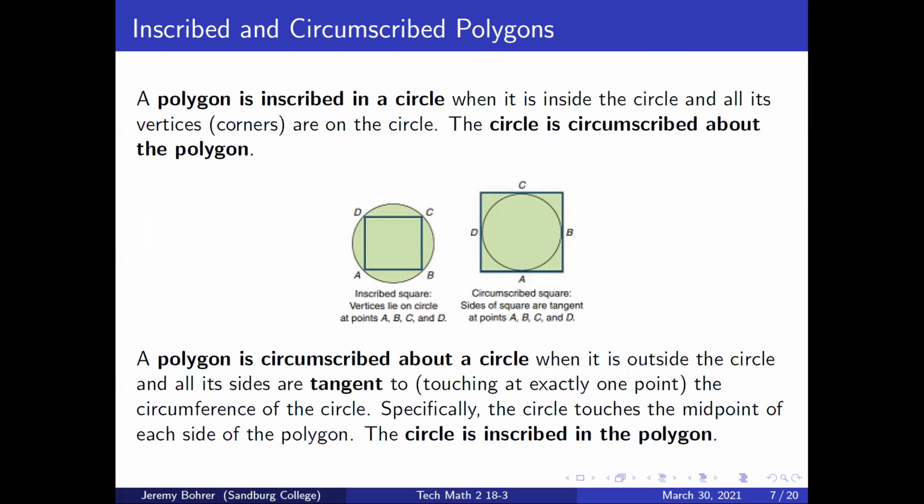A polygon is inscribed in a circle when it is inside the circle and all its vertices or corners are on the circle. The circle is circumscribed about the polygon.